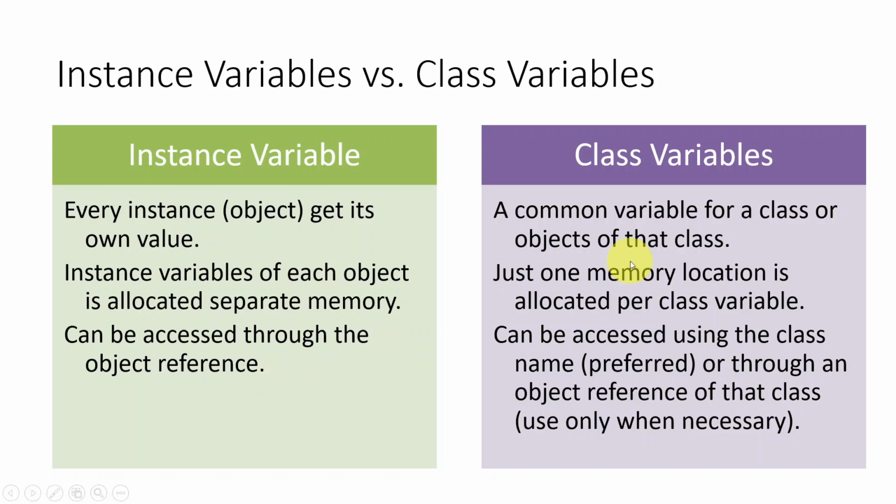So then we have the class variables. The class variables are the common variables for a class, where all the objects of that particular class are referring to that particular value, a single value. Therefore, the memory is allocated only once per class variable because all the objects are referring to the same value. So these class variables can be accessed through the class name, or else you can refer to them through your object references as well. But in most cases, the former approach, that is using the class name, is preferred.